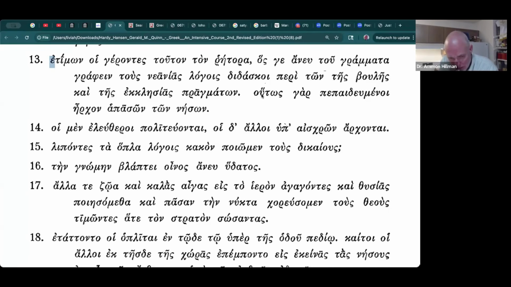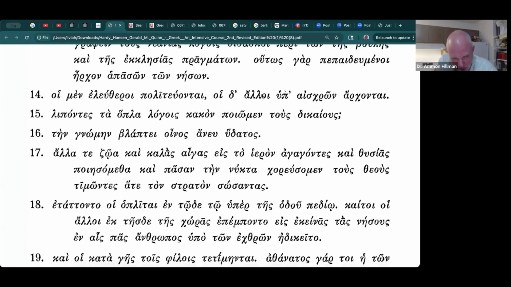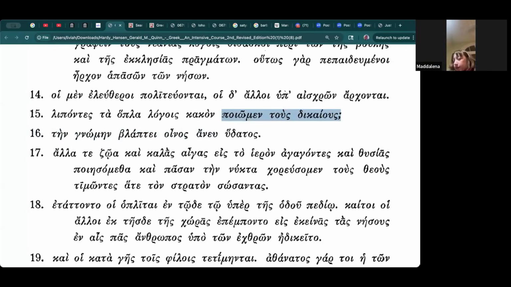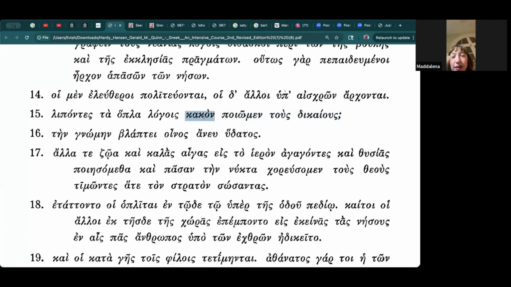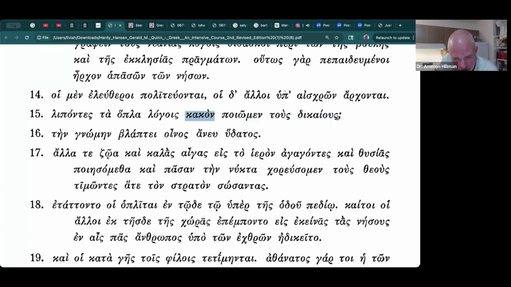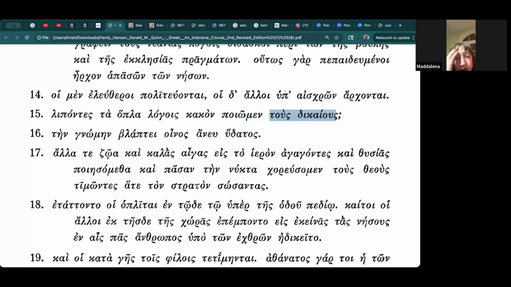Number 15, see how you don't dwell on each one, you move. Notice number 15 is never going to be a sentence in ancient Greek, but look what they're doing. Poiomen tus dikaios, right? They're just trying to show you, hey, remember, this is going to be our deliberative subjunctive. We're going to be deliberating, right? Should we do something kakon? Should we do something bad against the dikaios, against the just?